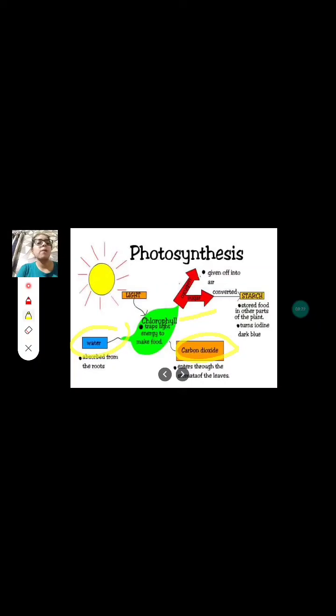This carbon dioxide, water plus chlorophyll as well as light lead to the conversion into starch molecules, or sugar molecules, which get stored in other parts of the plants, plus there is a release of oxygen into the environment. So this is the basic process of photosynthesis.